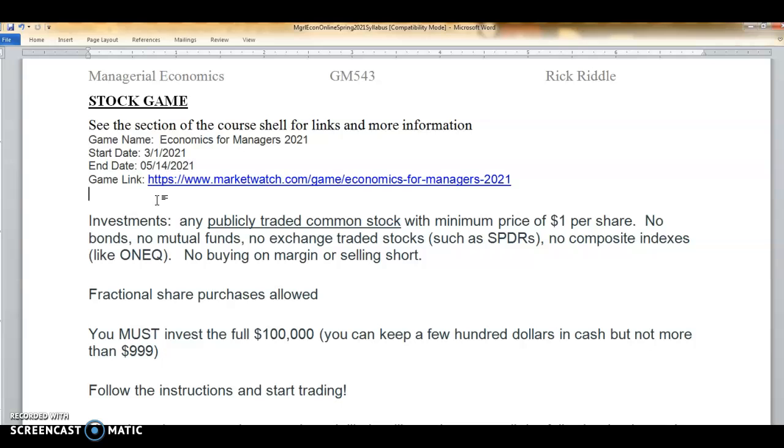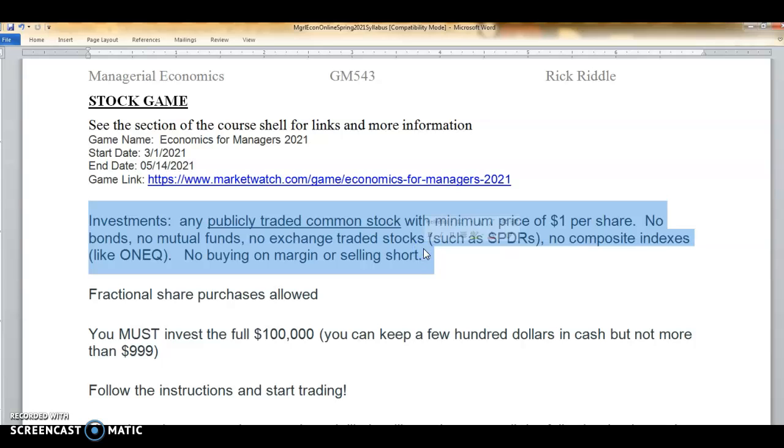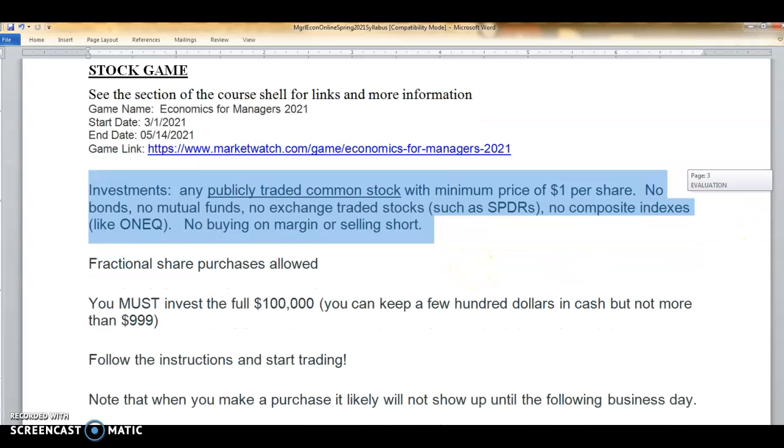You are investing only in common stock of publicly traded companies. Minimum price is going to be $1 per share. I don't believe the stock game will allow you to make fractional purchases, though you can purchase odd lots. You don't have to purchase in multiples of 100 shares; you can purchase one share. No mutual funds, no exchange traded funds, no bonds, no composite indexes, just common stock of publicly traded companies. You're also not allowed to buy on margin or sell short. It's basically simple buying and selling.